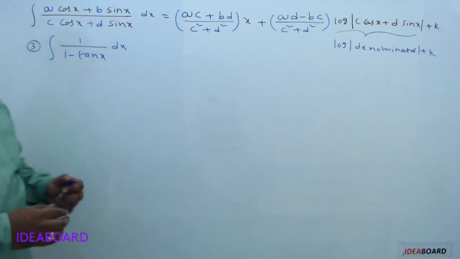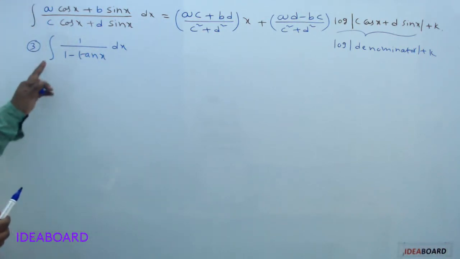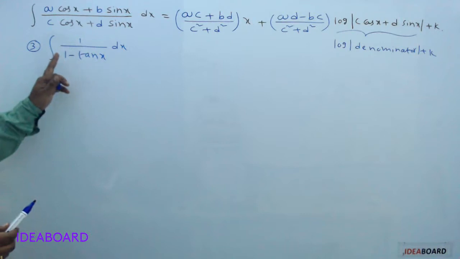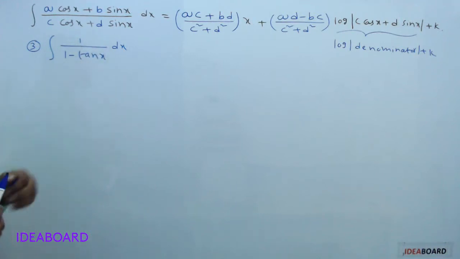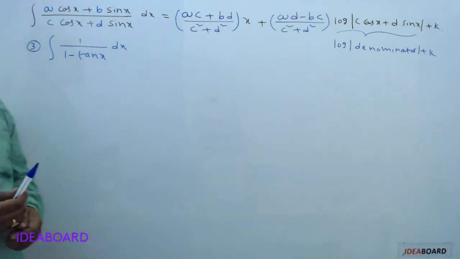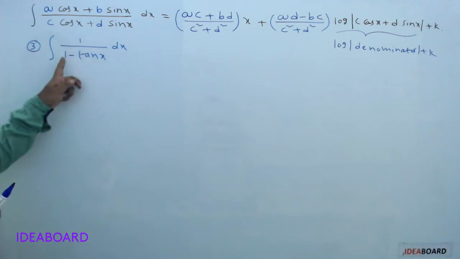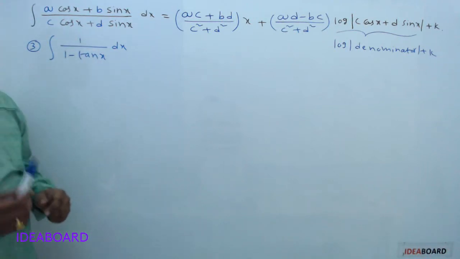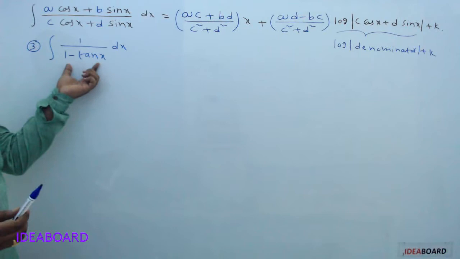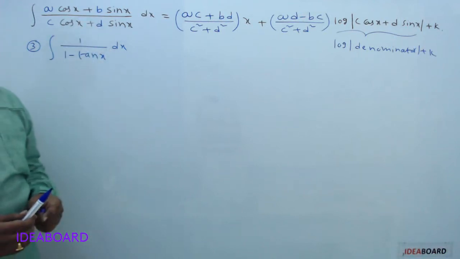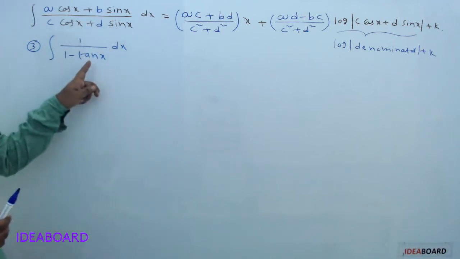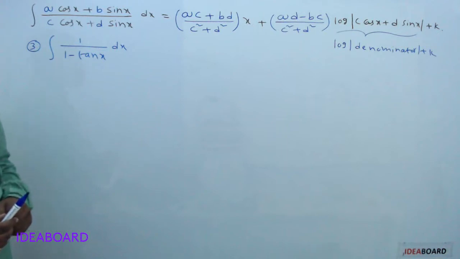Now come to the next problem. Integral 1 divided by 1 minus tan x dx. Here what is the integrand? 1 divided by 1 minus tan x. Here this integrand is not in our standard form. First you have to modify the given integrand.